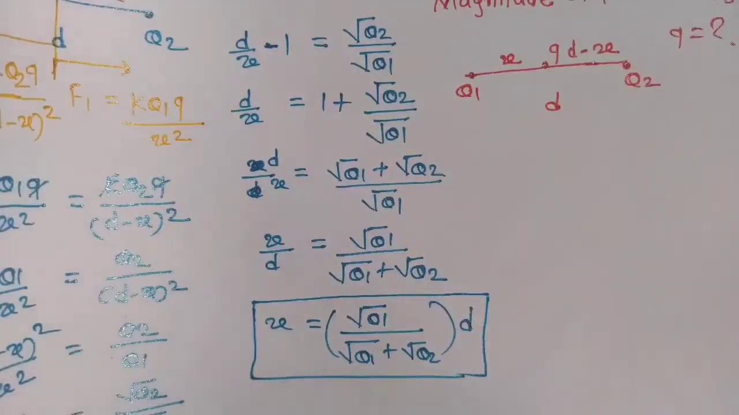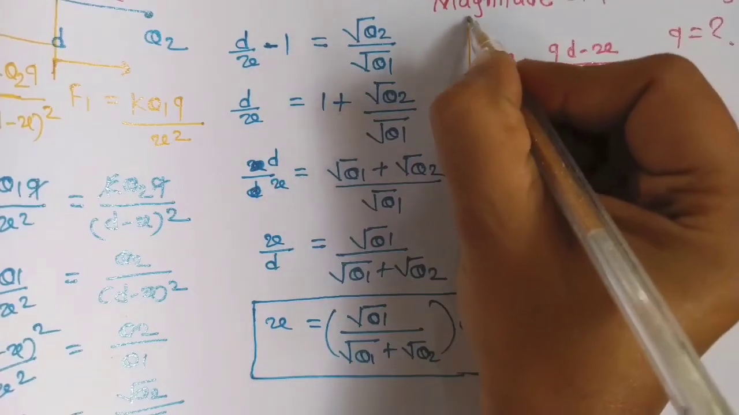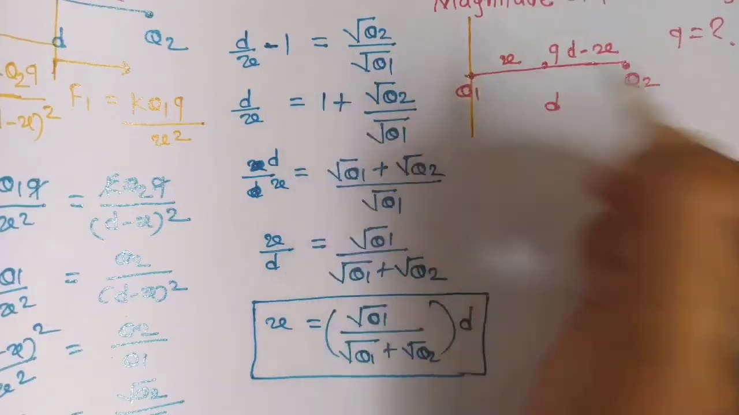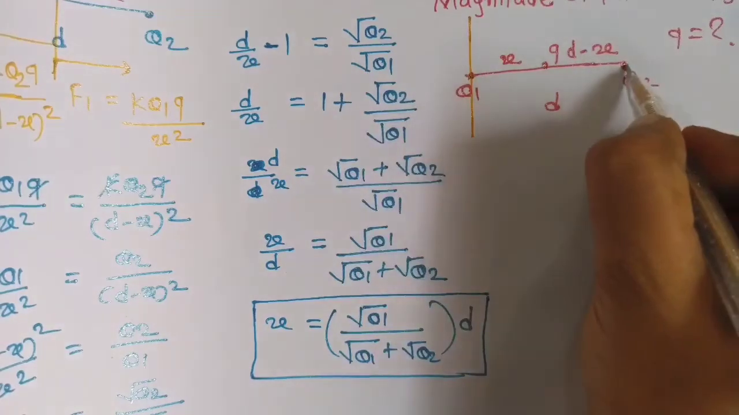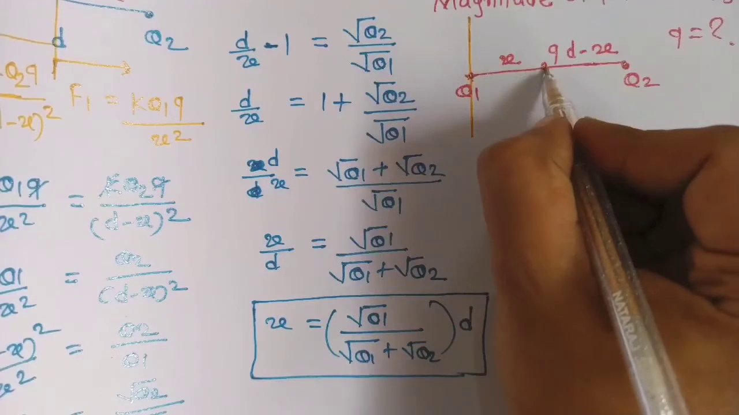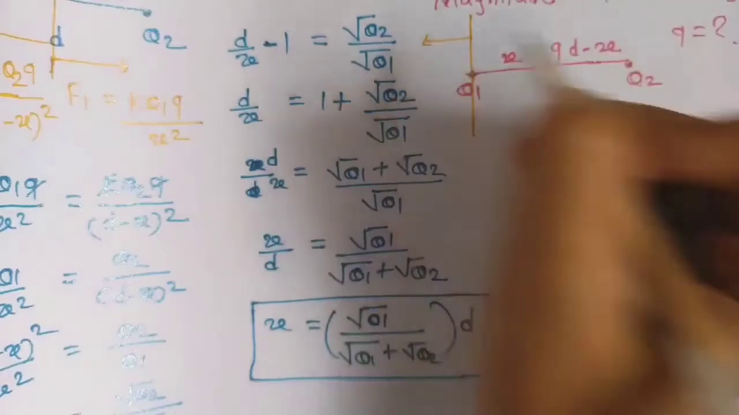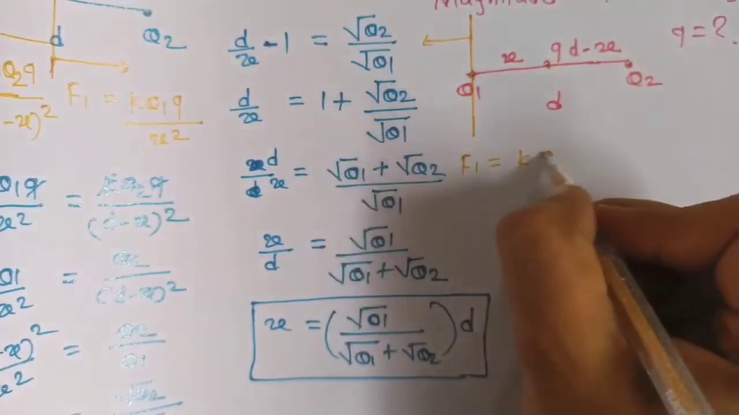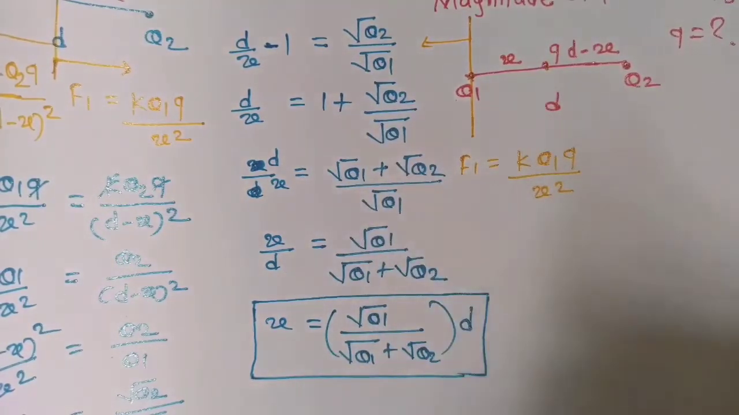So we first find the net force on the known charge. This is q1, the known charge, and we find the net force due to this charge q and due to this charge q2 on this q1 charge. Both charges are positive, that's why they repel each other. So we can write F1 is equal to K Q1 Q upon x square, where x is the distance between them.